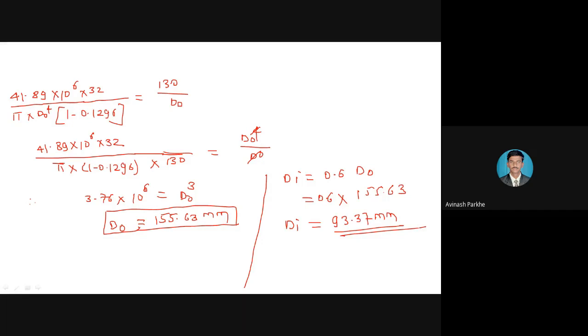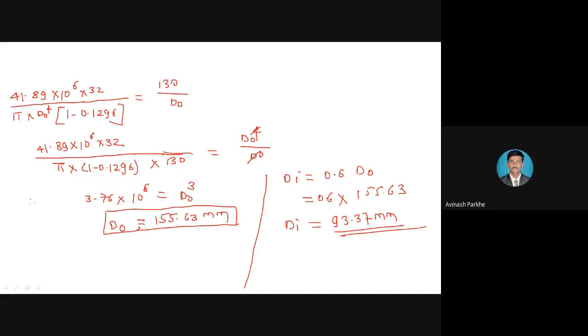Part of the previous two problems we solved in the last lecture. One problem was based on the solid shaft, where there is only one diameter, capital D. One more problem we solved was related to the hollow shaft. In that, the external diameter was given, and we only had to calculate the internal diameter.